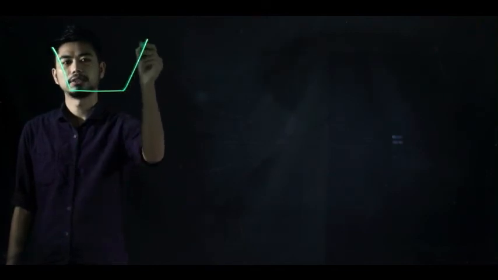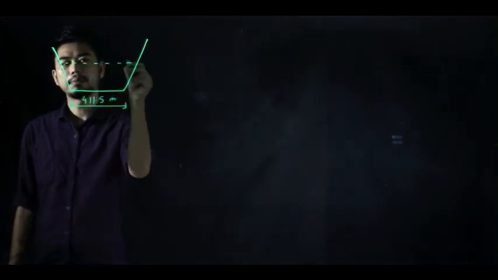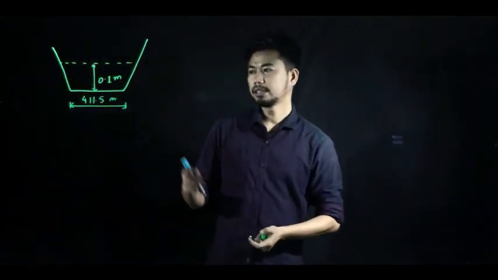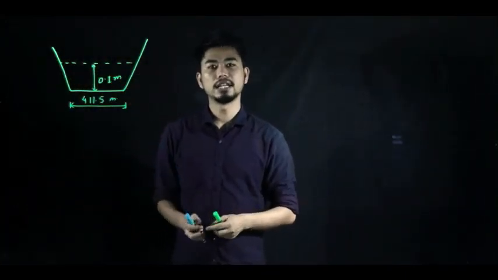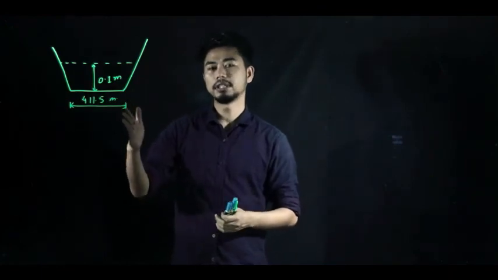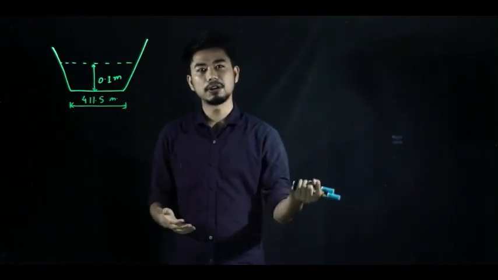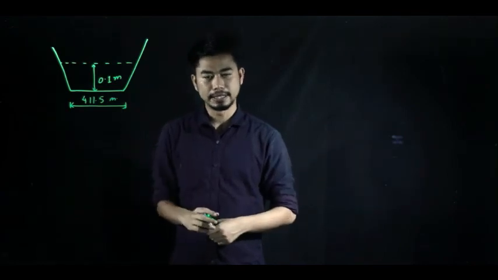Finally, after the calculation, you have to make the diagram. Your diagram will look something like this. This is our trapezoidal channel, and the base width is how much? 411.5 meter. And the depth of the flow is only 0.101 or 0.1 meter, isn't it? You might have observed that this is highly unrealistic, because the width is very large, approximately half a kilometer, and the depth is only 10 centimeter.